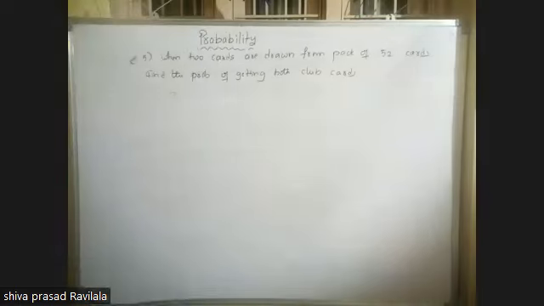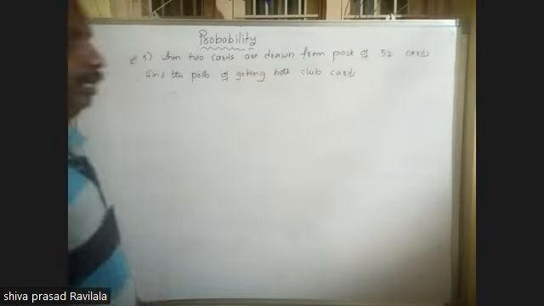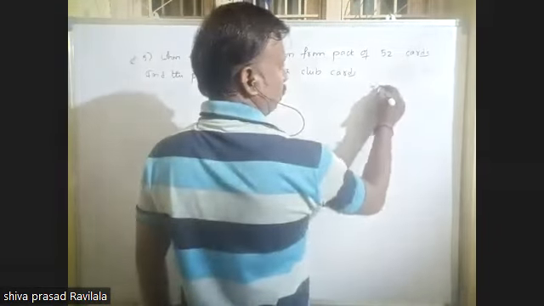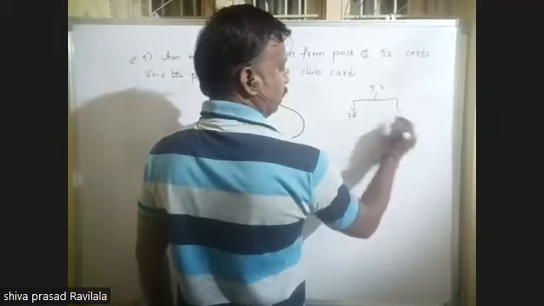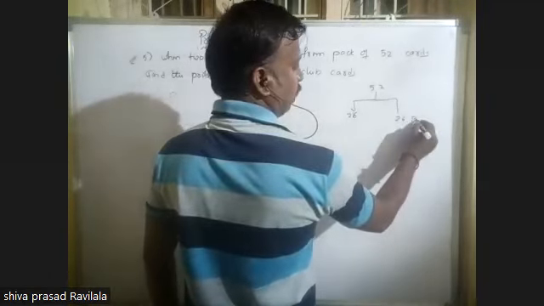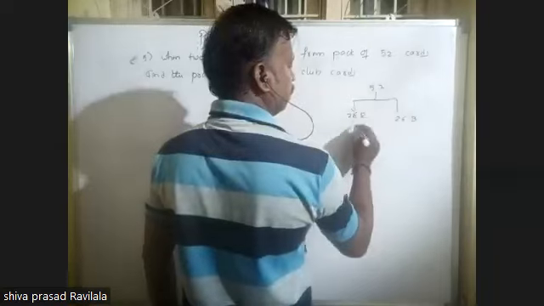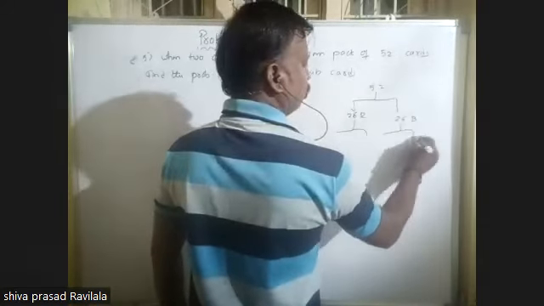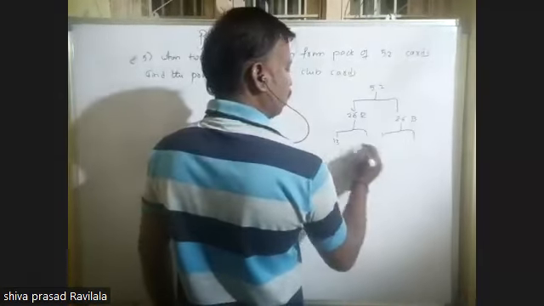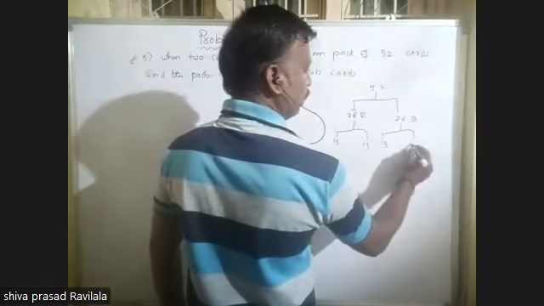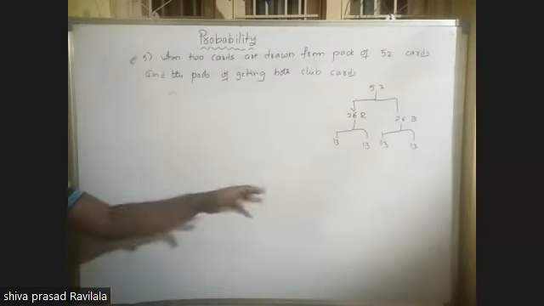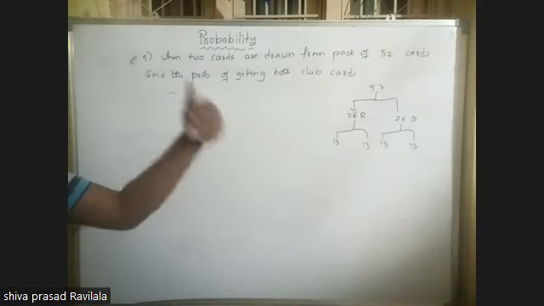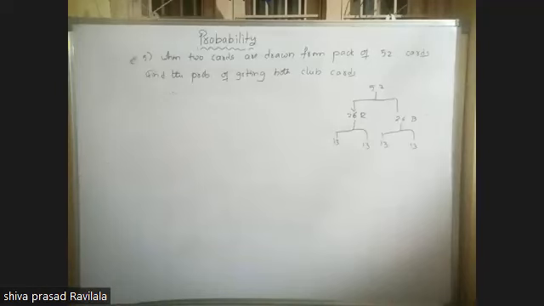Do you know the classification of playing cards? Playing cards contain how many in total? 52. In these 52 cards, we have 2 parts: first of all, 26 red and 26 black. Here also we have 2 parts each: 13 diamond, 13 club and 13 spade, and 13 heart. That is said to be the classification of playing cards. In this we have face cards and number cards, a different matter.